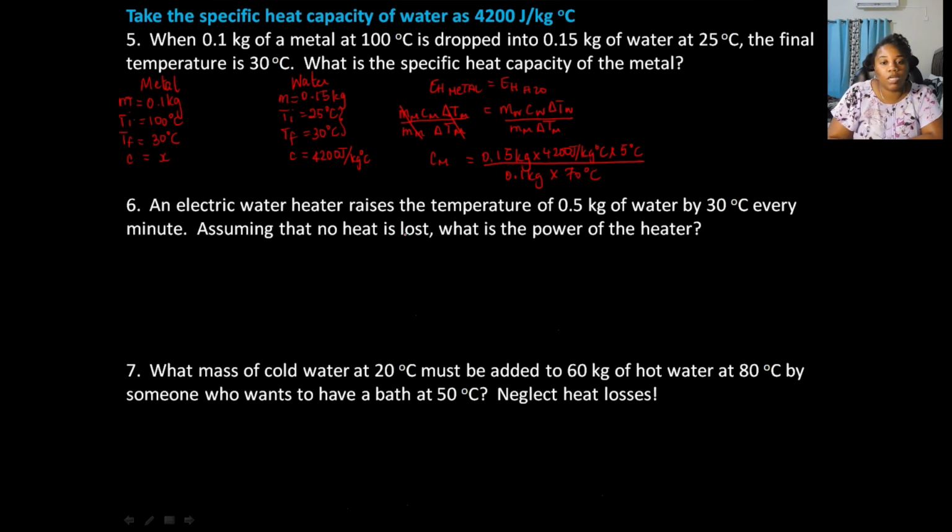450. Hope you got that. So 450 joules per kilogram degree Celsius, because this goes, this goes, this goes, this goes, and that's what's left underneath. Okay.